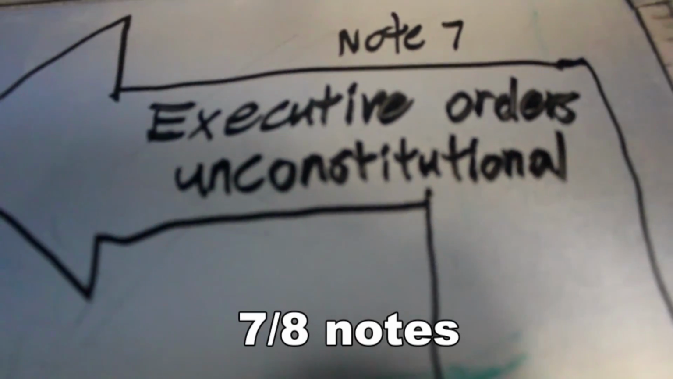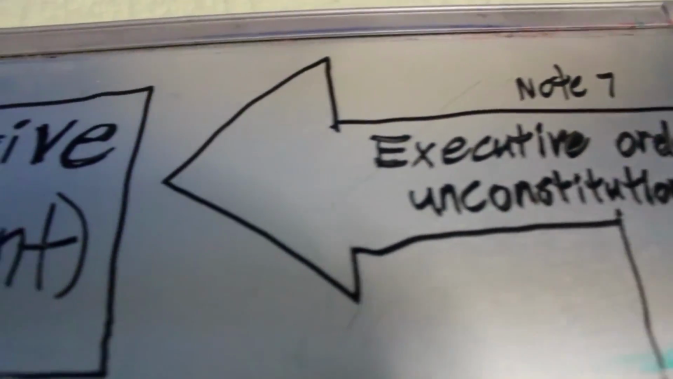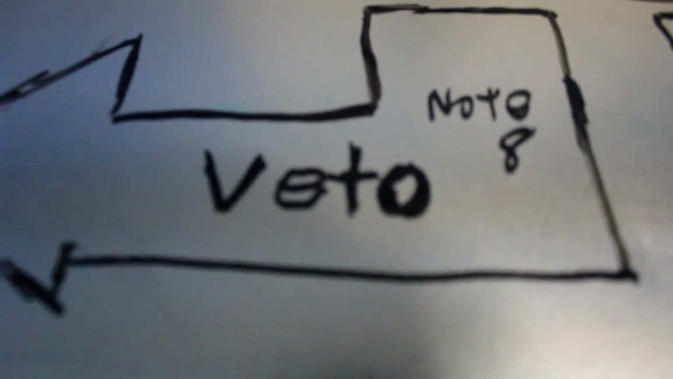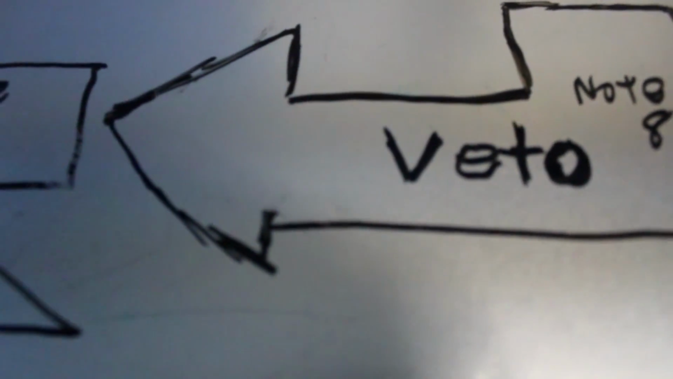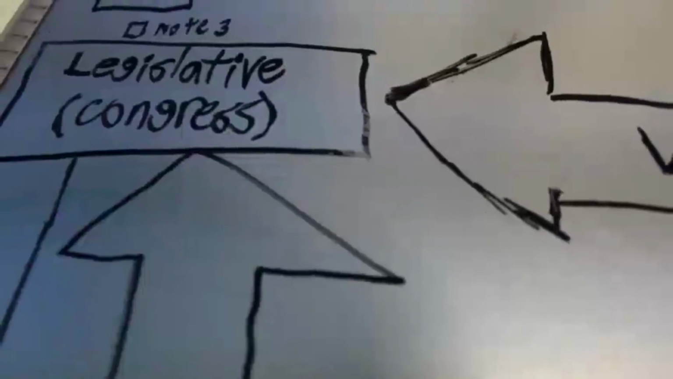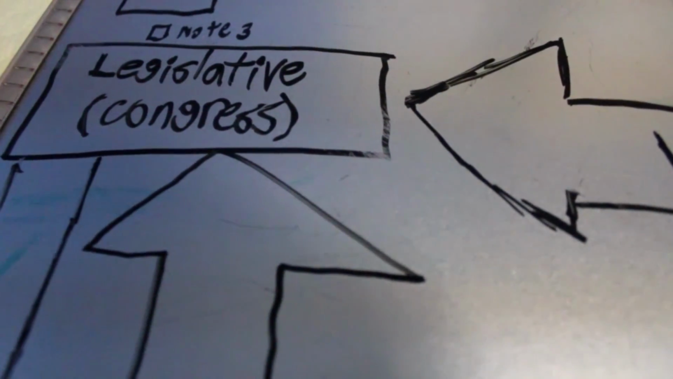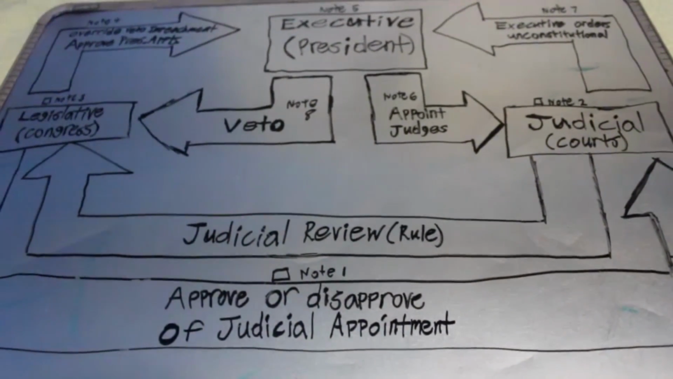Now he is really onto your tail. You really gotta keep going faster, faster. Executive orders unconstitutional. Grab the 2nd note there. And finally, veto note 8. You got the last note. You beat the game. Until it kills you. Yep. There's no happy ending to that game. And that, my friends, is the story of the system of checks and balances map.